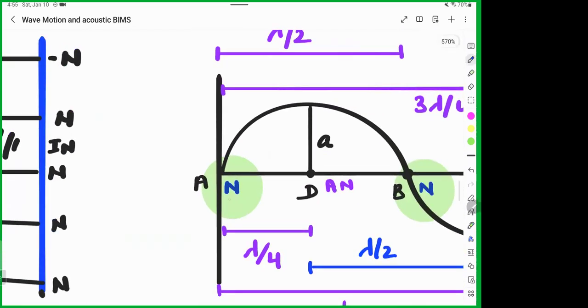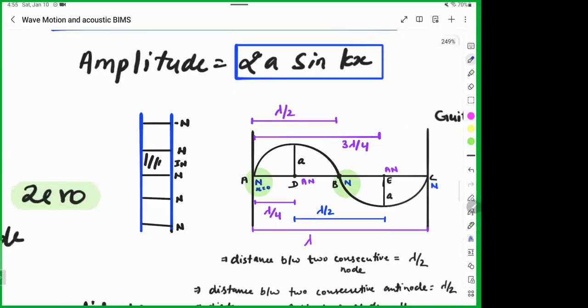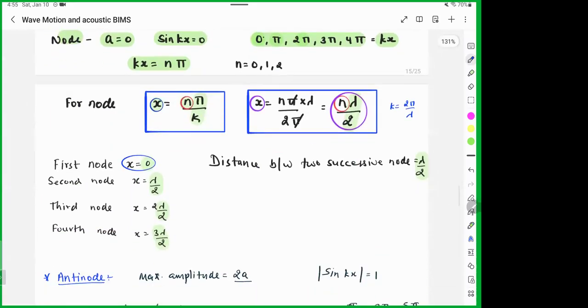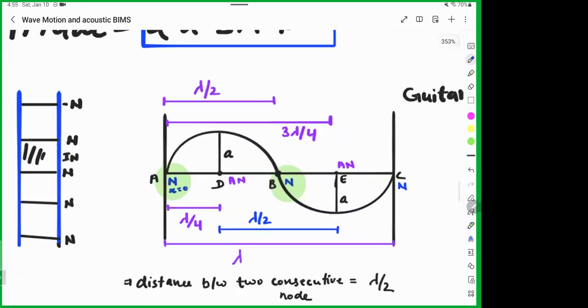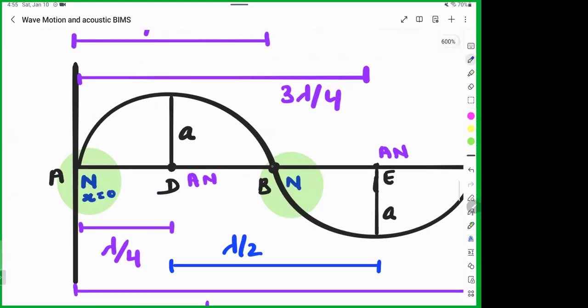At this position, x value is equal to 0. Correct? Here x value is 0. So that is where we have the first node. Second node, lambda by 2. See, here also you have lambda by 2 at B point. Correct? And here also your y value will be 0, not x. Y value will be 0, because amplitude, node. Any doubt, guys?